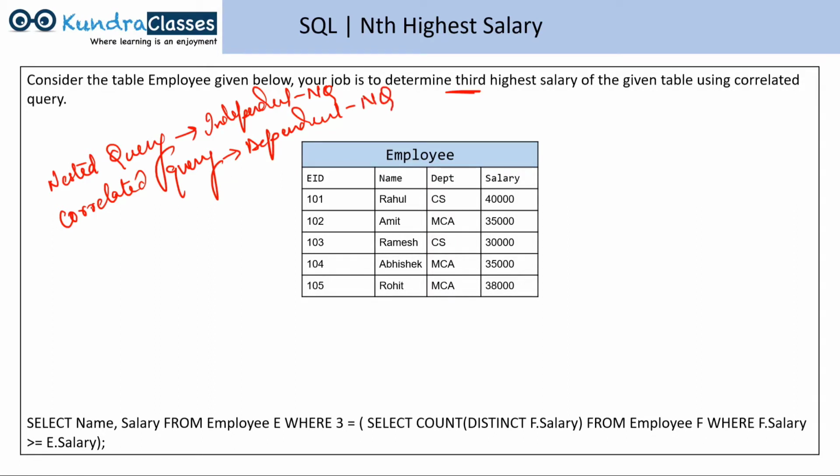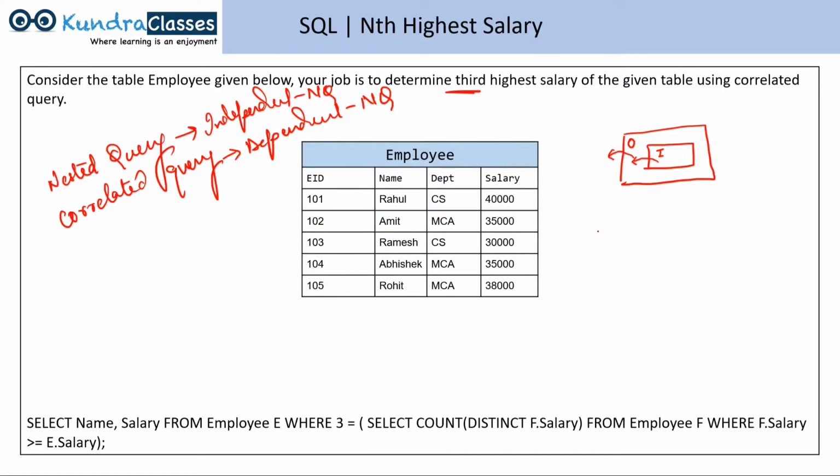What actually is the meaning of dependent and independent? If I talk about nested query, this is the outer query, this one is the inner query. So what is a nested query? The outer query depends on the answer of the inner query. When the inner query gives the answer to the outer query, then the outer query processes that particular output of the inner query and gives the final output.